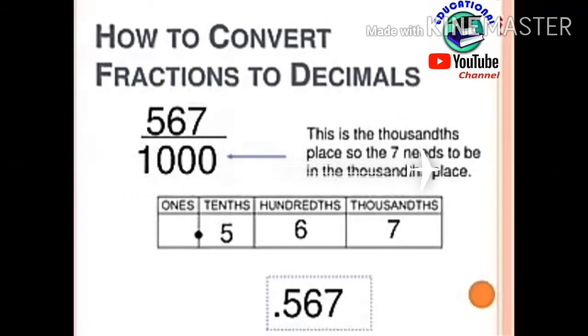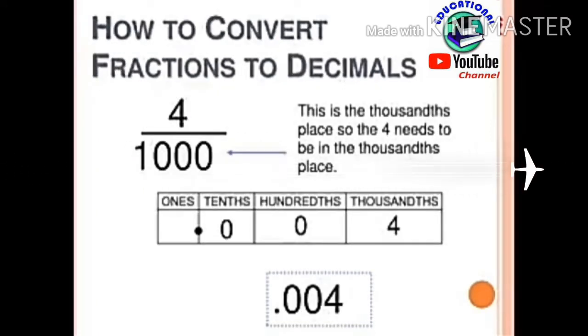Slide 5. One more example is 567/1000. This is the 1000th place, so 7 needs to be in the 1000th place, and in decimals it is 0.567. One more example, 4/1000. This is the 1000th place, so 4 needs to be in the 1000th place, and in decimals it is 0.004.